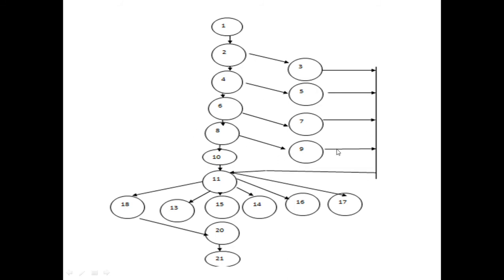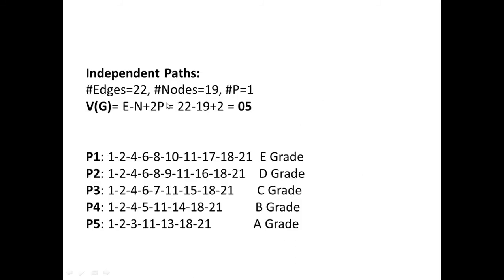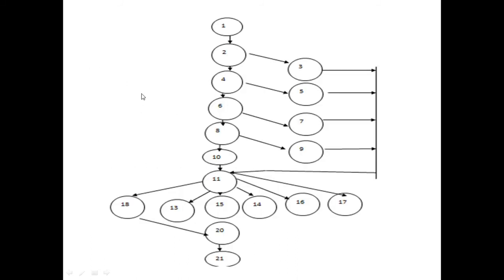So this is the program graph. Now using this, we need to calculate the independent paths. Now how to calculate the independent paths? First we need to find out the total number of edges in the program graph. Just count each and every node, sorry, edges in the graph as well as the nodes.